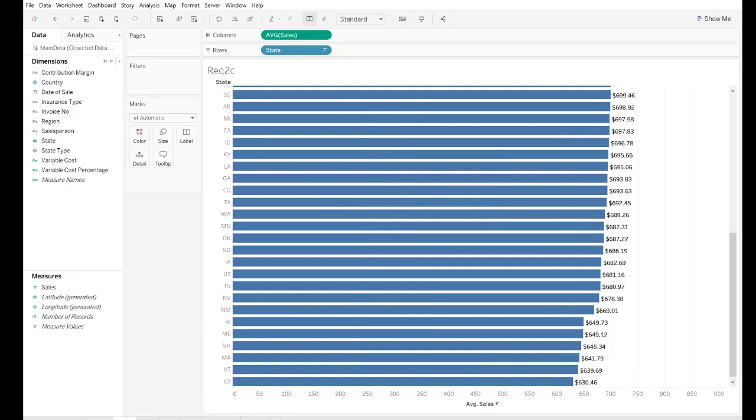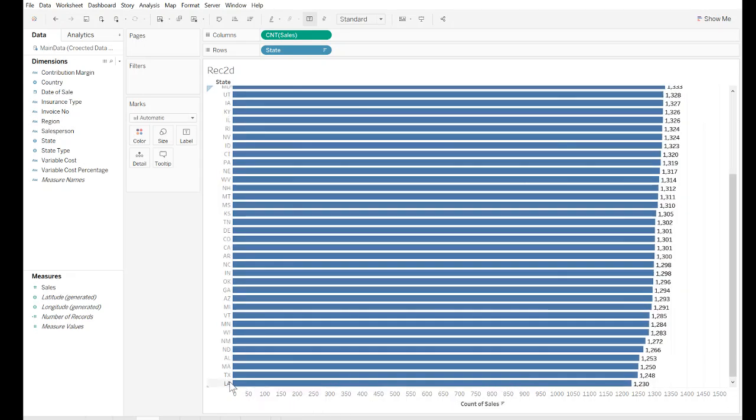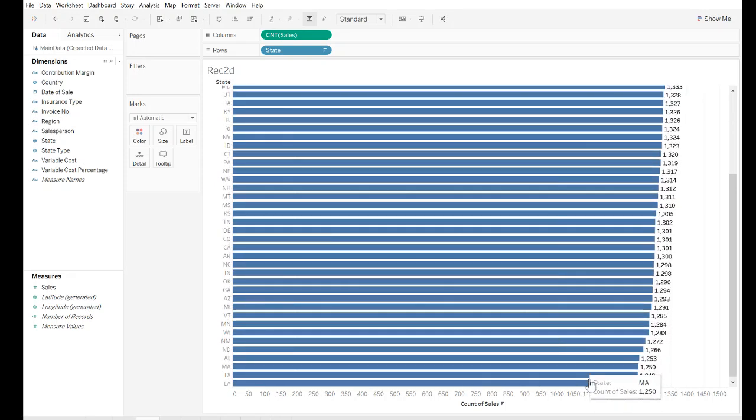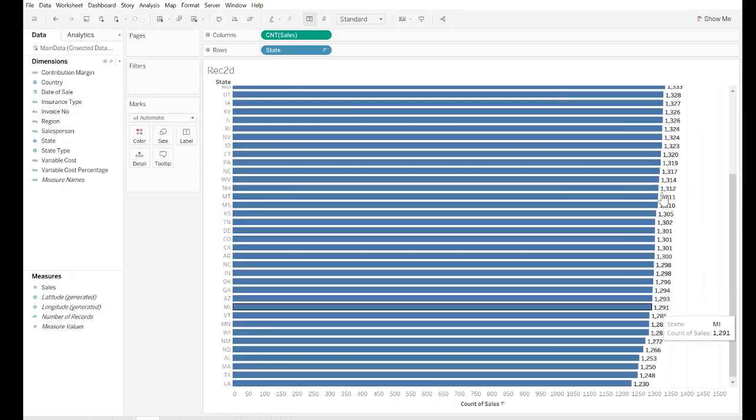So that's not really too much, and I'm going to go ahead and go to requirement 2D. Requirement 2D asks how many insurance policies were sold in each state. And clearly at the top we have Maine with just one shy of 1,400, being 1,399. And at the bottom, we have Louisiana, the lowest with 1,230. This is just the amount of policies sold in each state. You can clearly see all of them are over 1,000, all pretty close, so not really too separate from everything.